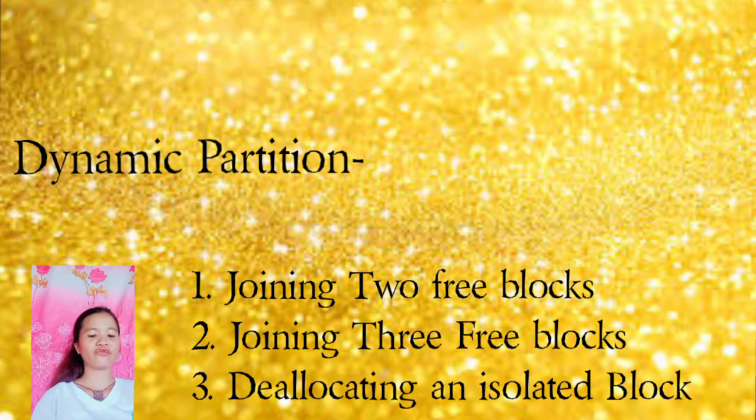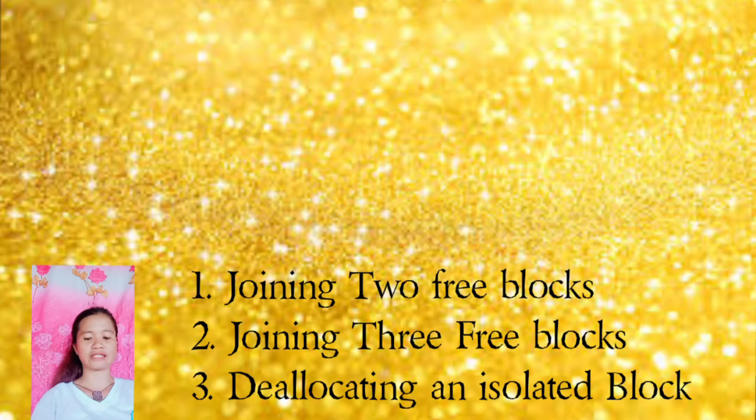For joining two free blocks, the listing reflects the starting address of the free block. Second, joining three free blocks is when the block is between two free memory blocks. Then the last is deallocating an isolated block, which is isolated from other free areas.